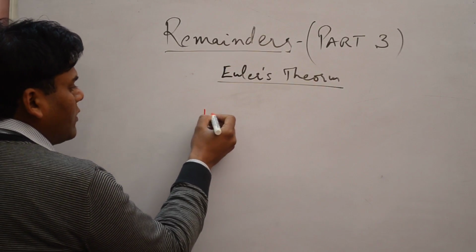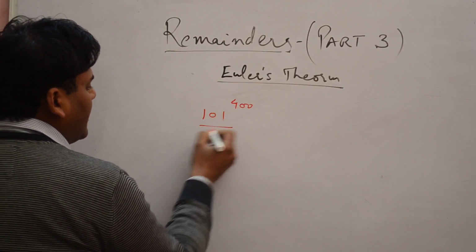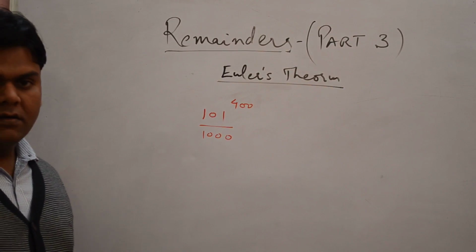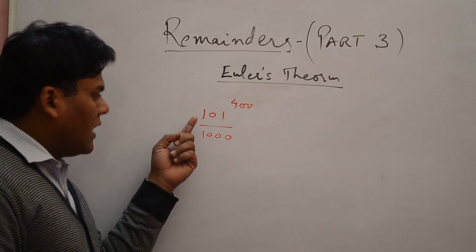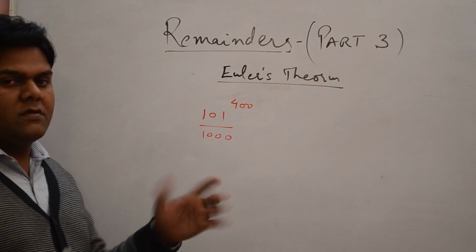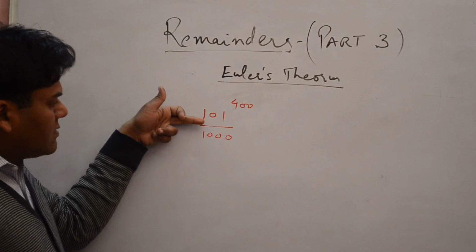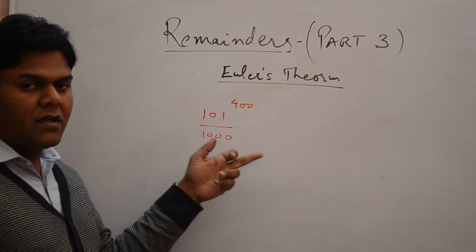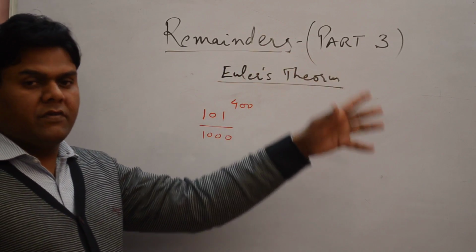For example, if I have a question which says 101 to the power 400 divided by 1000, I need to find out the remainder. Now, of the two concepts we have already learned, the first one, I'll try to divide this number by 1000. But this is already smaller than 1000, so I can't divide it. Second approach: any power of 101 which is closer to 1000. I don't think it is feasible in the exam to calculate the cubes, the fourth or the fifth powers.